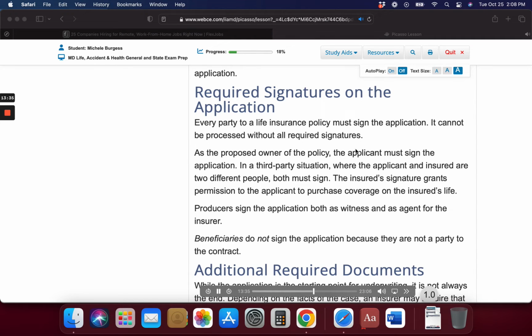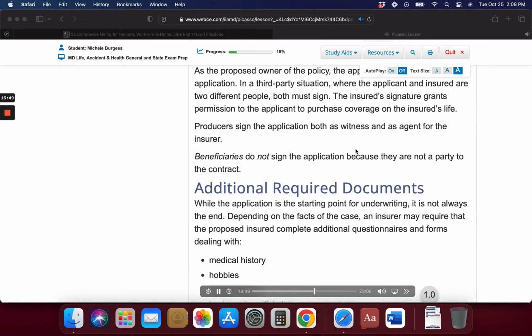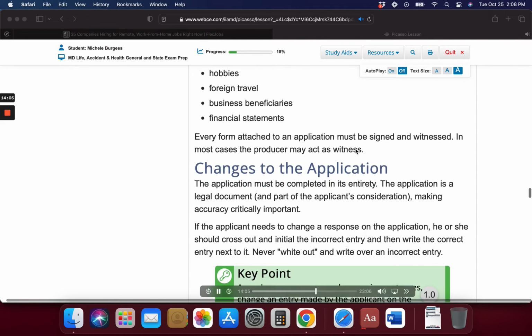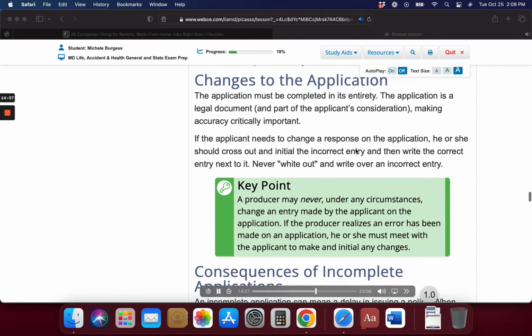Additional required documents. While the application is the starting point for underwriting, it is not always the end. Depending on the facts of the case, an insurer may require that the proposed insured complete additional questionnaires and forms dealing with medical history, hobbies, foreign travel, business beneficiaries, financial statements. Every form attached to an application must be signed and witnessed. In most cases, the producer may act as witness.